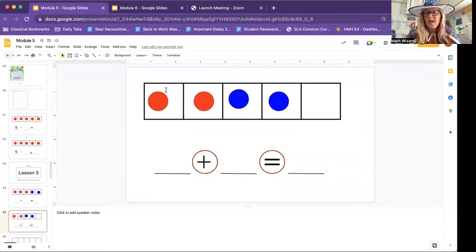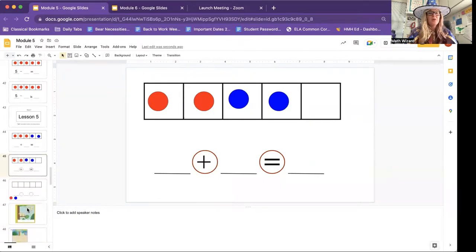So let's look. 1, 2. 2 red. So what's the number that goes right here? My first number? 2. How many blues? 1, 2. We're taking the red and the blue and we're putting them together. 1, 2. And how many is that? And if I don't know what 2 plus 2 is, I can count them. 1, 2, 3, 4. We can write it in the line right there. 2 plus 2 equals 4. All right, that's what those circles are going to be for when you see them in your book.